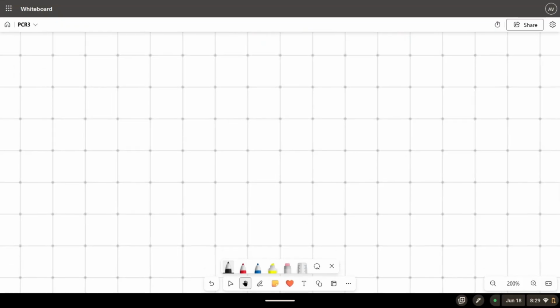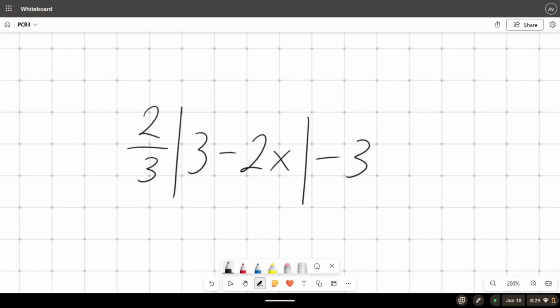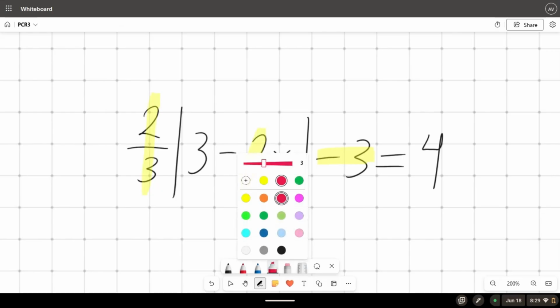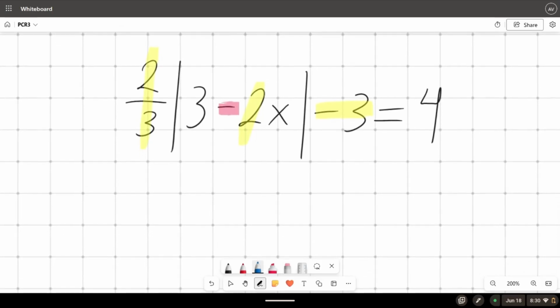For our next problem, we're going to do 2/3 times the absolute value of 3 minus 2x, then minus 3 on the outside, is equal to 4. I'm noticing 4 issues with this: this minus 3, the 2/3, this 2, and then this negative is a separate issue. We have a negative x. So we'll deal with these one at a time.